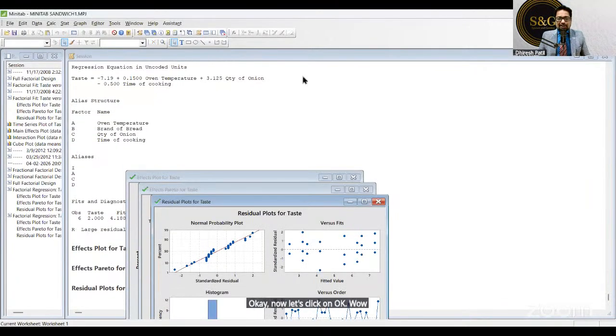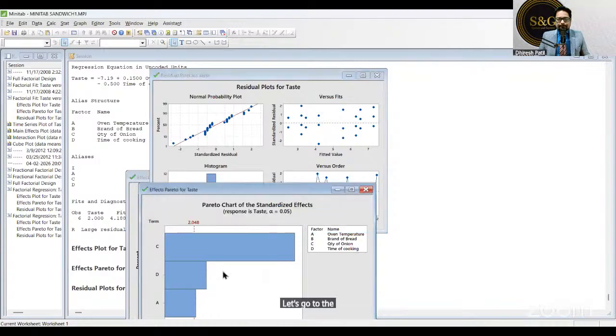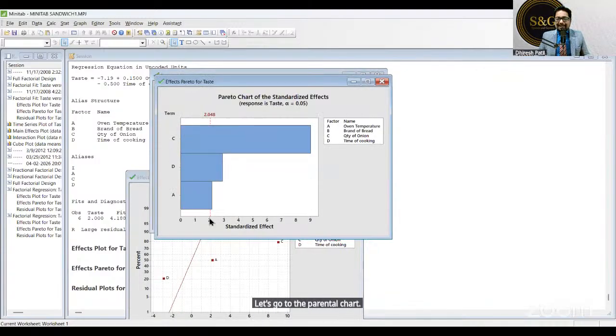Wow. Let's quickly check. There is some kind of mirror image versus plot between plus and 2. Some kind of symmetry is seen there. Okay. Let's go to the Pareto chart. The Pareto chart is showing C, D and A also on the borderline right now.